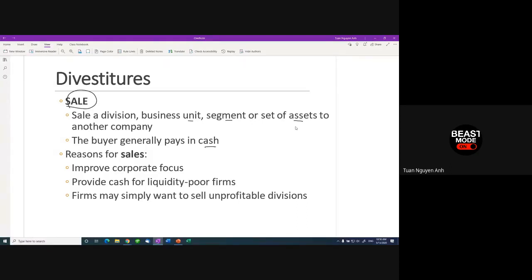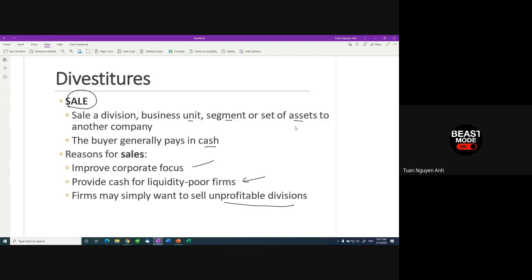Reason for sales, simple: improve corporate focus. We do not want to diversify our investment in many kinds of business operations. So here we focus on our core value, and we sell the business units that are not really focused on our core value. So improve the focus, or provide cash for liquidity. Sometimes we need cash and we sell something. So when you need cash, you sell your assets. This is the situation. Firms may simply want to sell an unprofitable division.